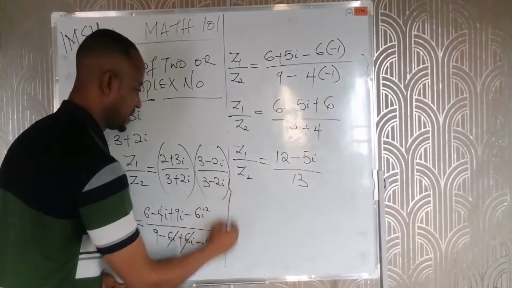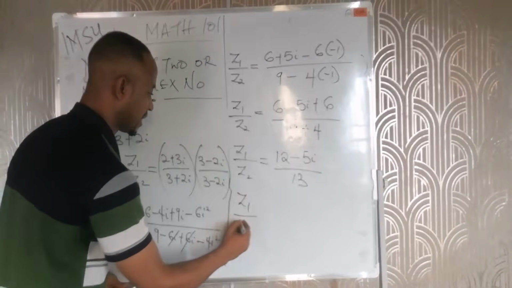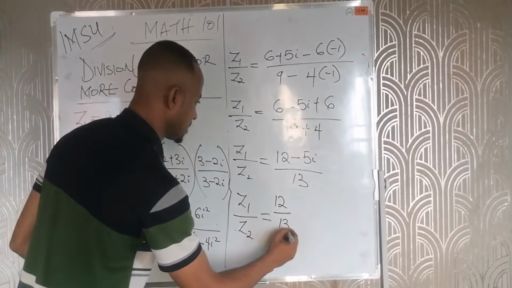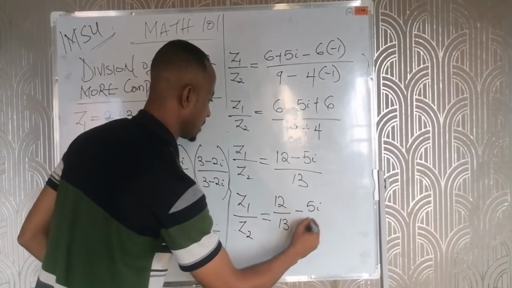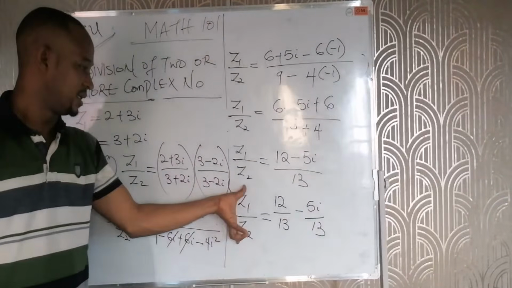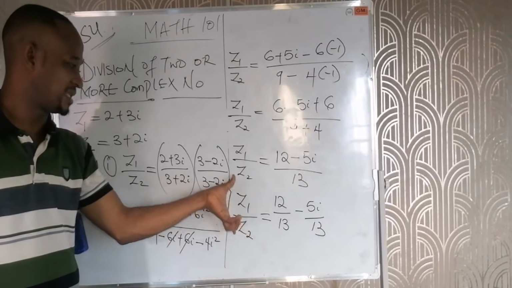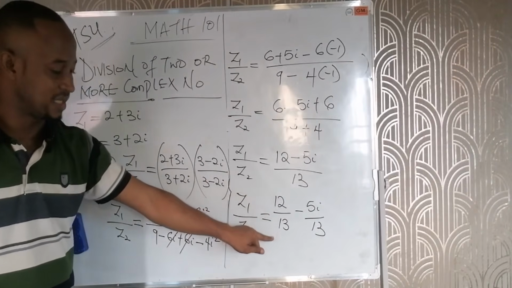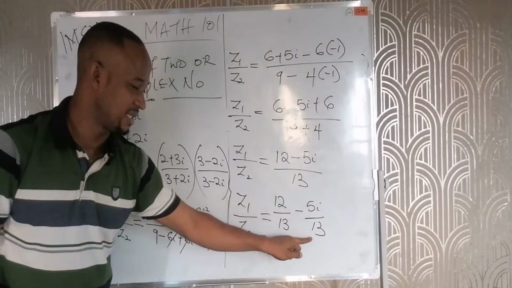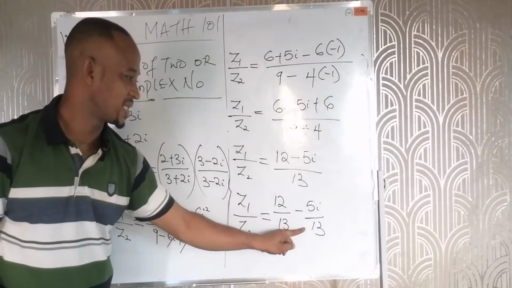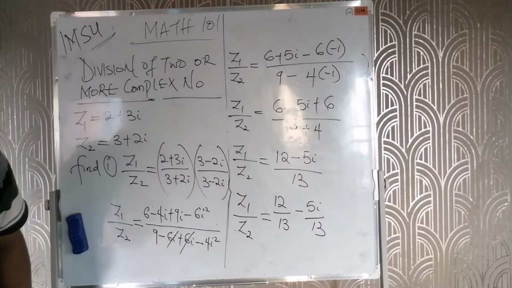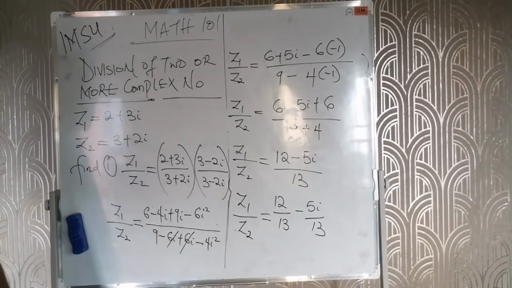I can decide to split this into 2. Then my Z1 over Z2 becomes 12 over 13 minus 5i over 13. So the real part of Z1 over Z2 becomes 12 over 13, while the imaginary part becomes minus 5 over 13. Don't forget, imaginary part here is minus 5 over 13. Okay, let's finish up this.